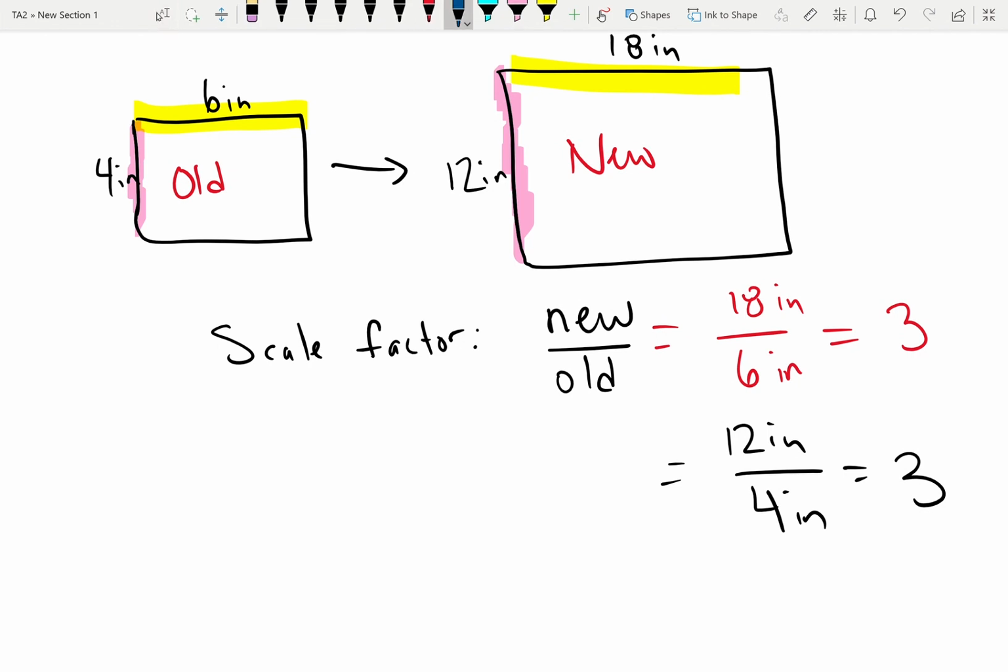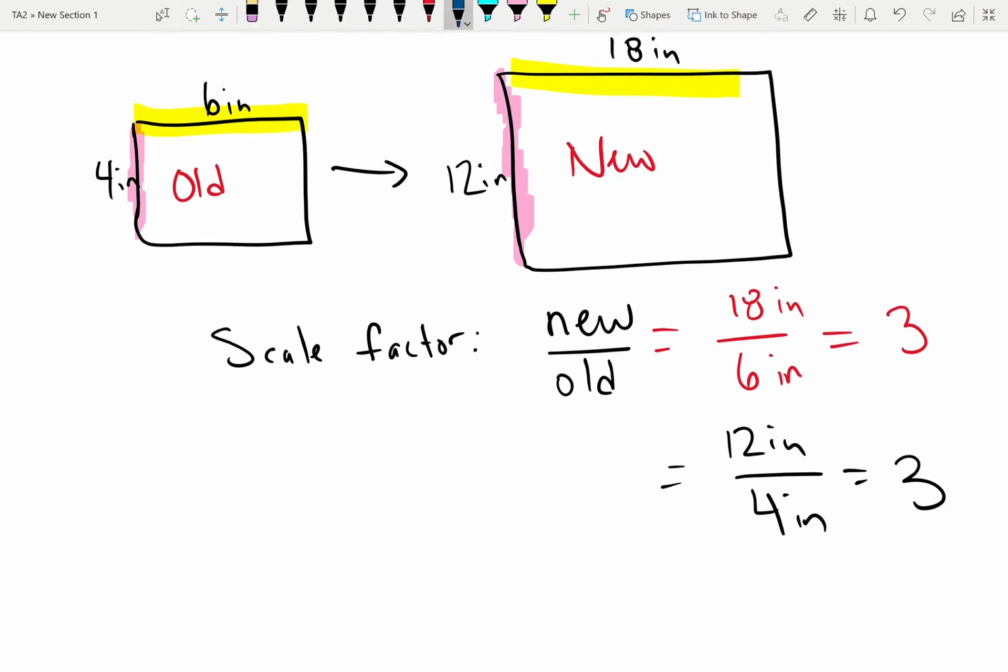Now, that's proportionality. Another way of thinking about proportionality is this. If you were to take 4, what could you multiply that by to get 12? Well, you know that's going to be times 3, right? 4 times 3 is 12. Do the same thing. 6 times what is equal to 18? Well, that's going to be times 3 as well. So that's just another way of double checking your scale factor.